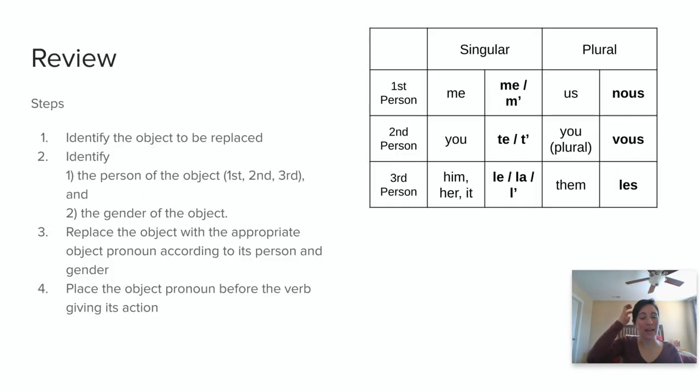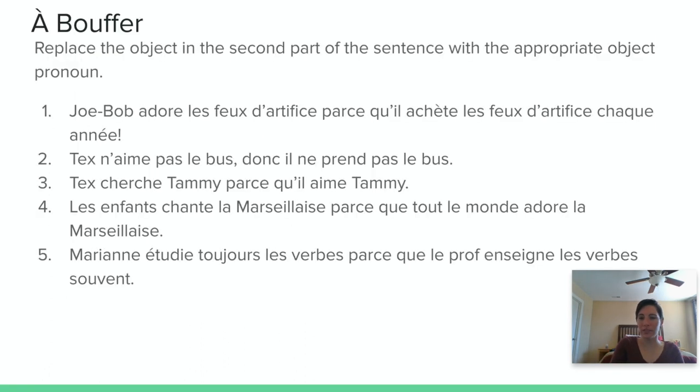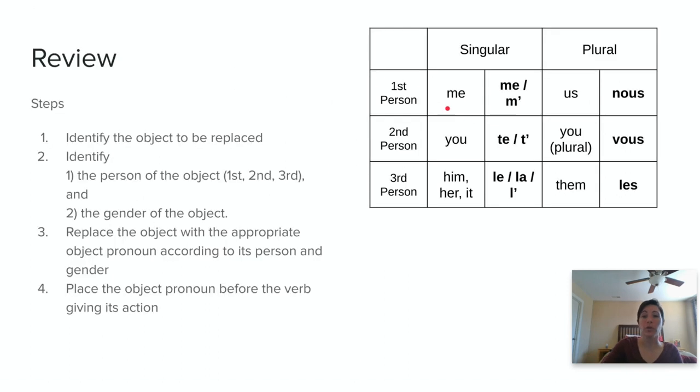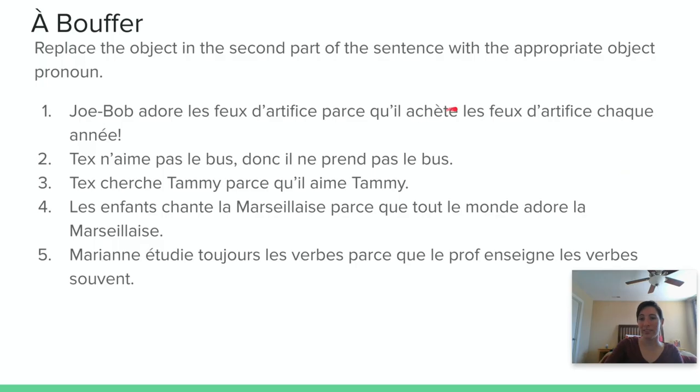So then I need to know the gender and the number. Well, les feux d'artifice right here, we don't know the gender because the article doesn't tell us the gender, but it does tell us the number, which is les, plural. So I want third person plural right here, les. So I'm going to replace the object, les feux d'artifice, with just les. So I get rid of all of that, and then I have the word les, L-E-S.